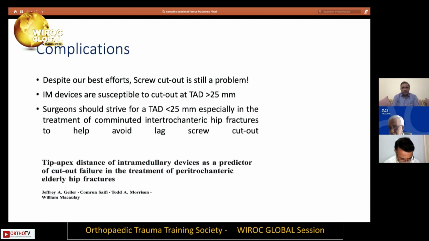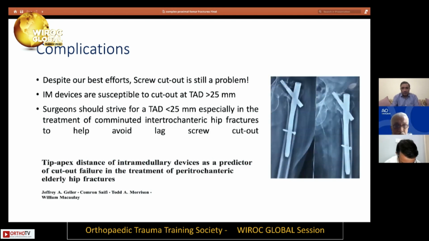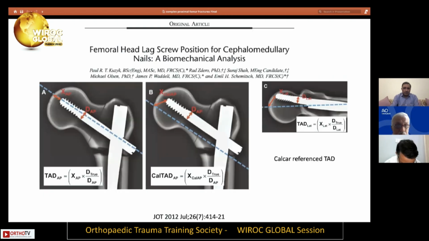Screw cutout is still a problem, and even intramedullary devices are susceptible to cutout if the tip apex distance is more than 25 millimeter, and we should try to achieve a tip apex distance of less than 25 millimeter. But I will show later on that even too short a distance is also not good for the patient.